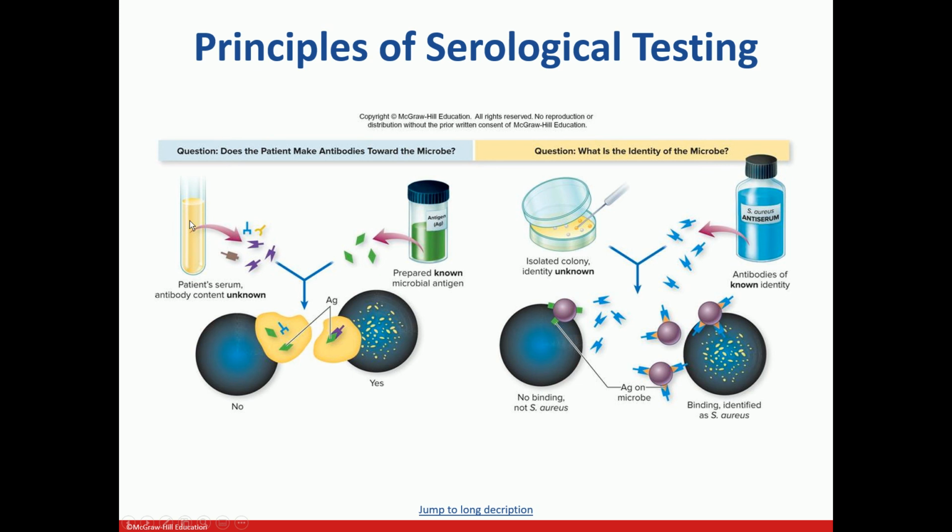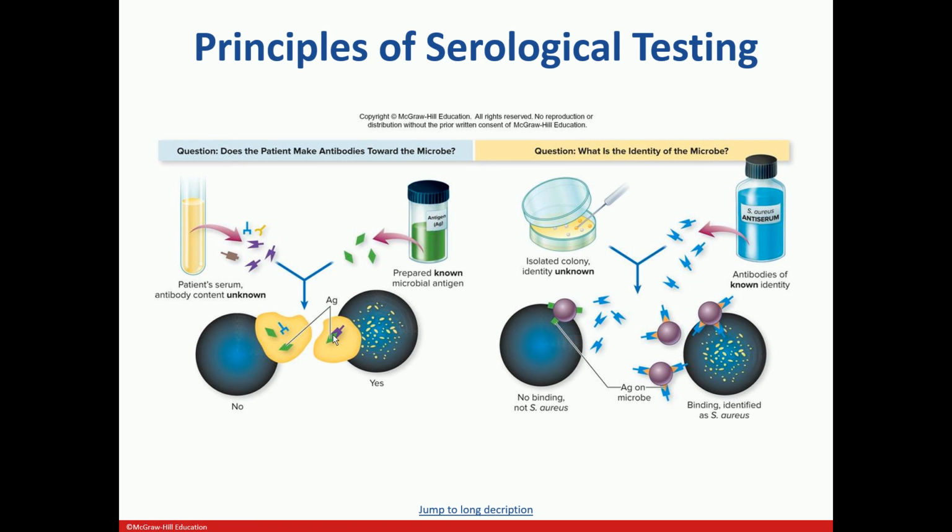If you see in this slide, there are two questions. Does the patient make antibodies towards the microbe? So this is patient serum. Serum can be prepared from the blood of the patient. Now we want to see if this patient is infected with some specific kind of microbe. Somebody is sick, suppose somebody is infected, and we want to check which bacteria the patient is suffering from. So you can take the serum from the patient, because in the serum there are antibodies.